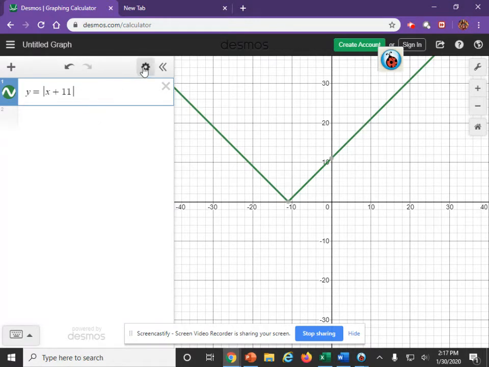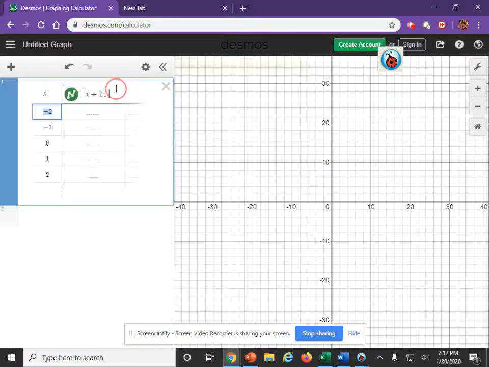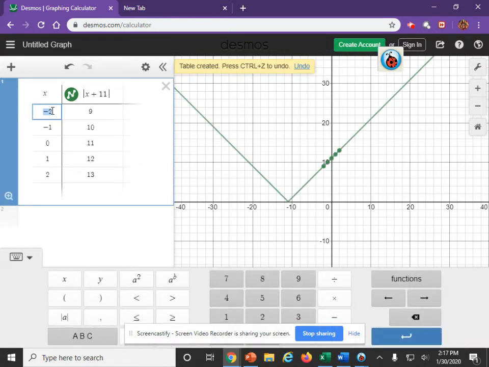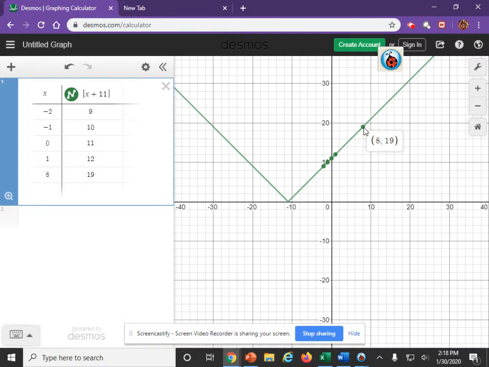Okay, so let's convert to a table. All right, now x only goes from -2 to 2. That's not a problem. I just go down here right below the 2, or I can delete a value. Okay, and I'm going to type in 8, and it evaluates it for me, and it will draw the picture. Okay, so my answer to number 2 is y equals 19. All right, so I'm just going to continue on these problems.